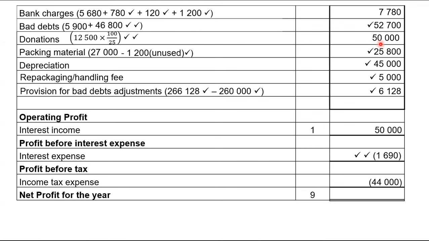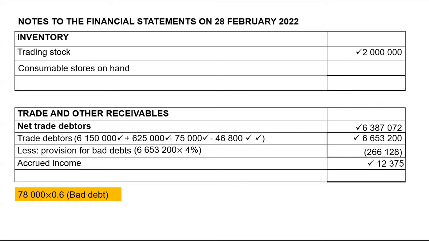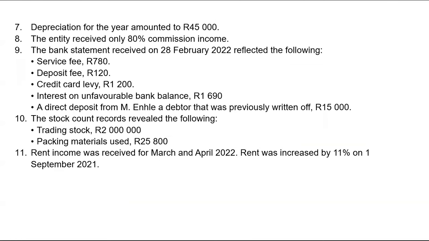We good? Please check my trading stock deficit and surplus. I explained it there thoroughly under adjustments. All right. The unused part obviously will be recorded under inventory as such. We're going to record it as consumable stores on hand. Total up your trading stock and inventory and total up your trade and other receivables. Done. Let's go to the last one.